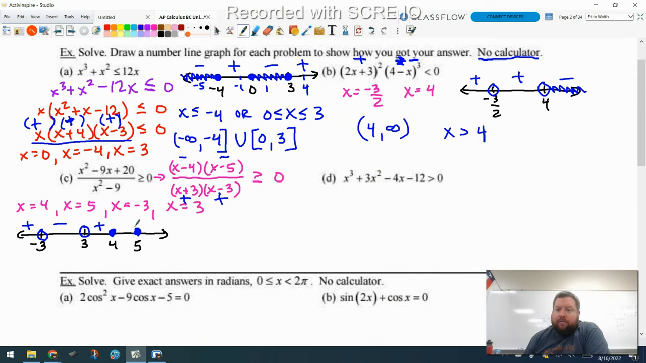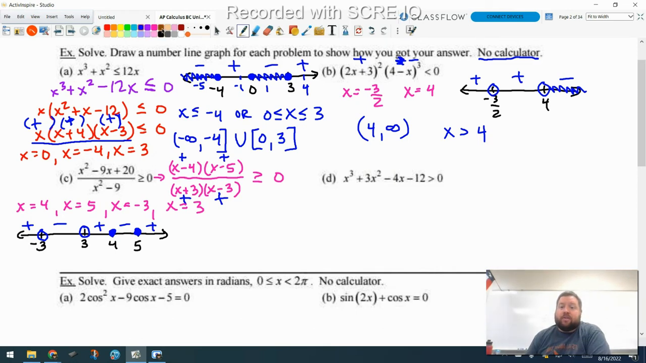All right, so 4.5. 4.5 minus 4 is a positive. 4.5 minus 5 is a negative. 4.5 plus 3 is a positive. 4.5 minus 3 is a positive. A single negative is a negative. 5.5, I think you know where this is going. Positive. 5.5 minus 5 is a positive. 5.5 plus 3 is a positive. 5.5 minus 3 is a positive, so that's a positive.